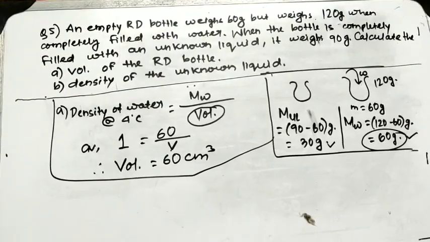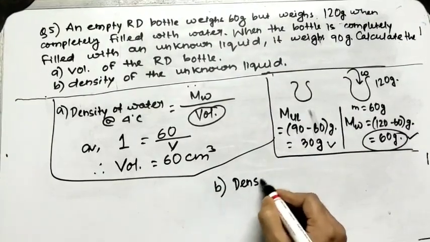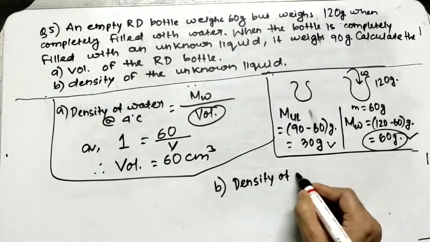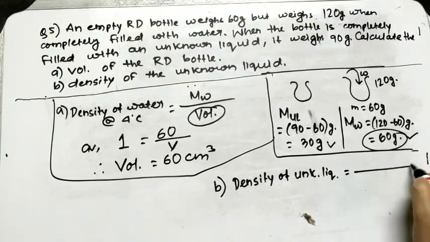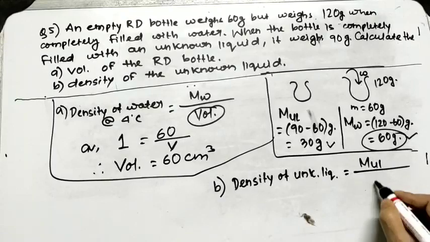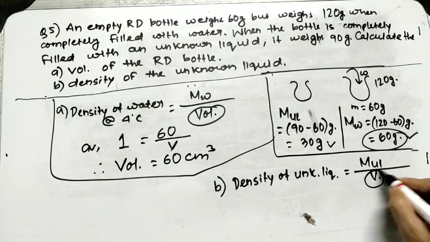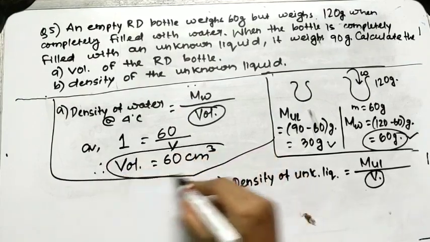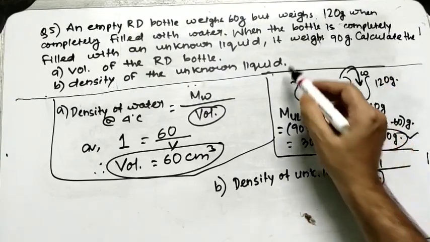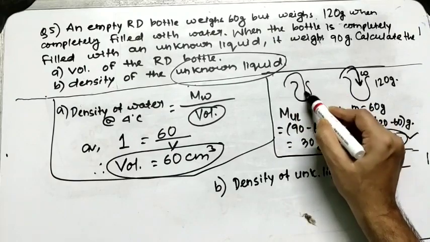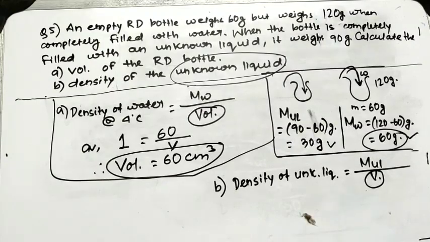Now let's talk about the second part of the sum, which says you need to find out the density of that unknown liquid. Okay, part B, density of unknown liquid equals mass of unknown liquid by volume. Now this volume is same with this volume, because when water is poured into the RD bottle, the unknown liquid is also poured into the same RD bottle, so that's why volume remains same.